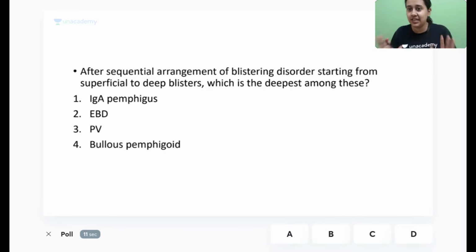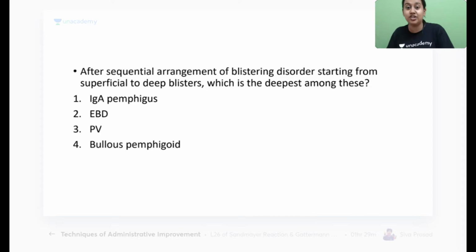Only 29% have answered this question till now. So that is a very, very poor performance if you are answering the questions of vesiculobullous disorders like this. So please assess yourself which topic is weak, which is strong, and please start preparing. That is my humble request to all of you.